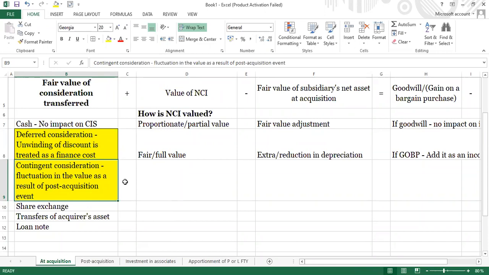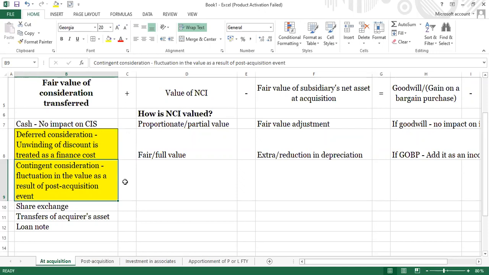Sure, why not? First, recall we said, and someone explained this very well, that contingent consideration is dependent on a future uncertain event. That means whoever is acquiring will pay more money, or sometimes whoever is acquiring will get a refund as a result of an event in the future. So we are standing on the acquisition date.